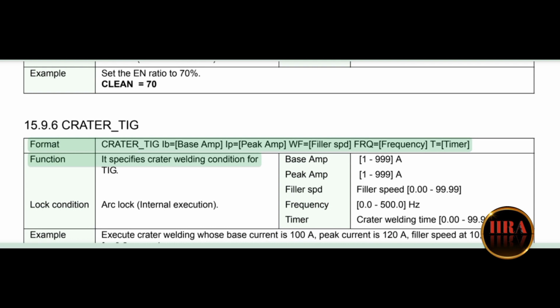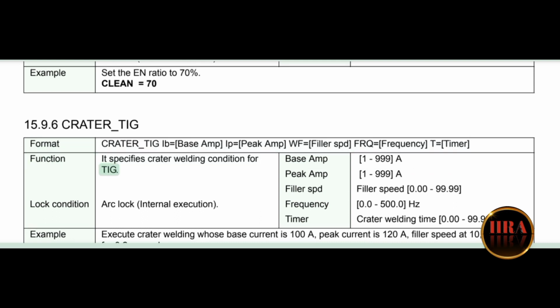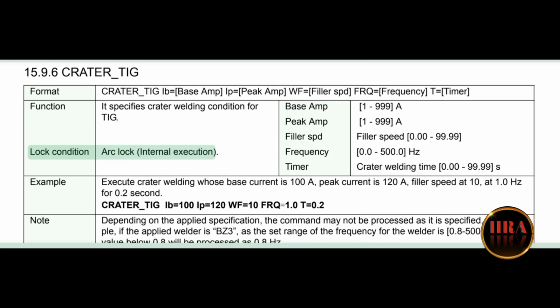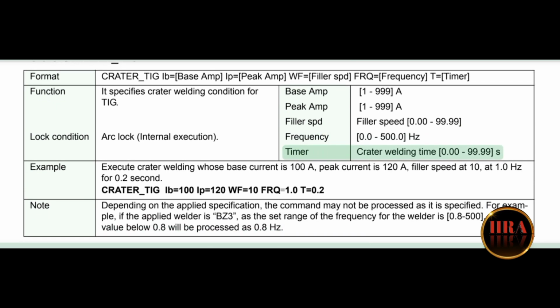Format: crater_TIG IP equals base amp, IP equals peak amp, WF equals filler speed, FRQ equals frequency, T equals timer. Function: it specifies crater welding condition for TIG. Base amp: 1 to 999 A. Peak amp: 1 to 999 A. Filler speed: 0.00 to 99.99. Lock condition: arc lock, internal execution. Frequency: 0.05 to 500.0 Hz.